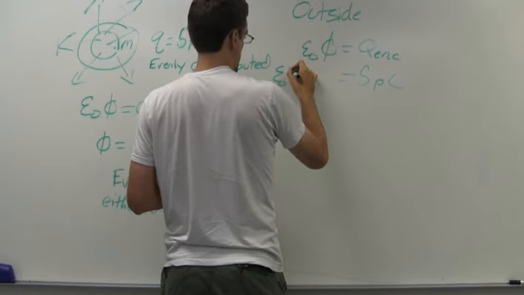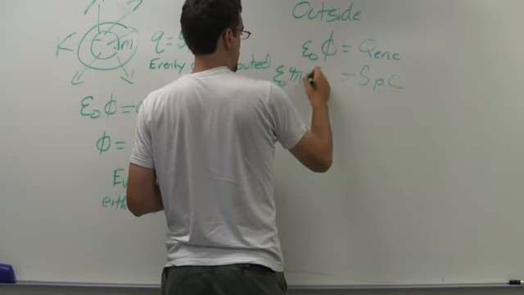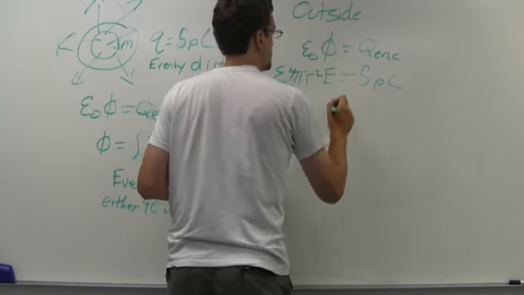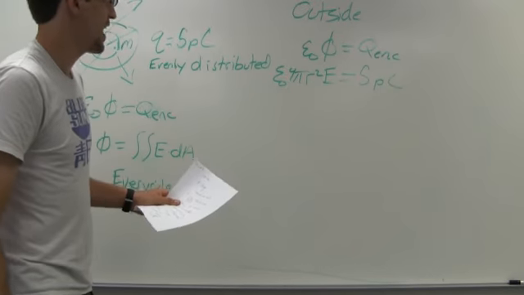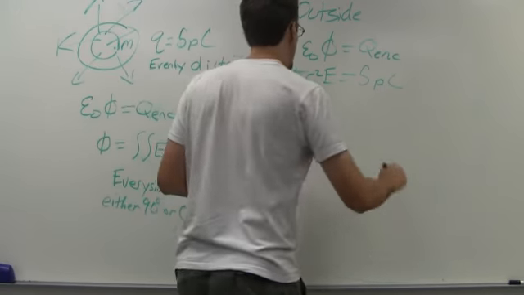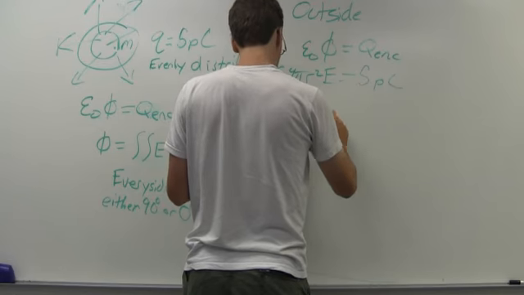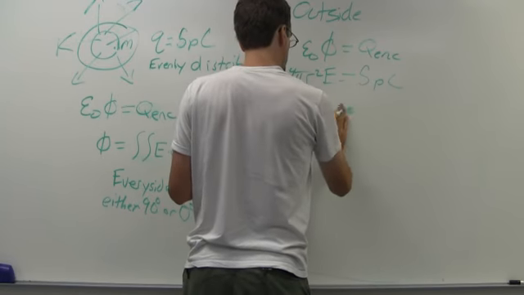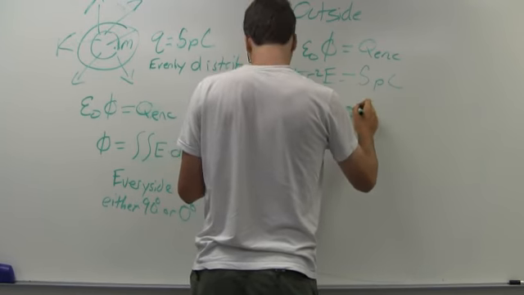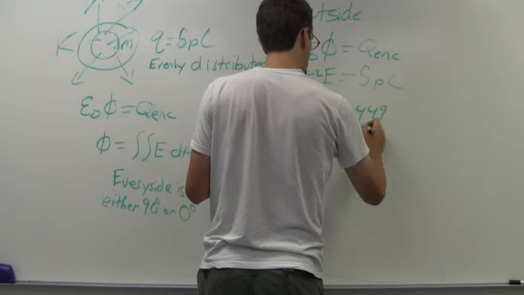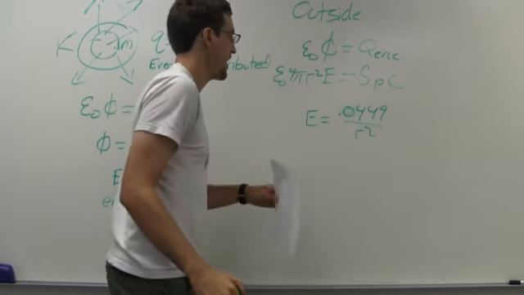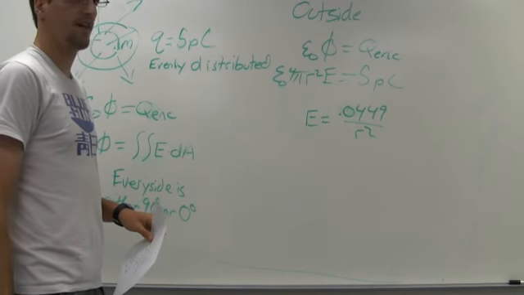Again we have 4 pi r squared times E. Here's pretty simple. We solve for E. We get E is equal to 0.0449 over r squared, and we have our value.